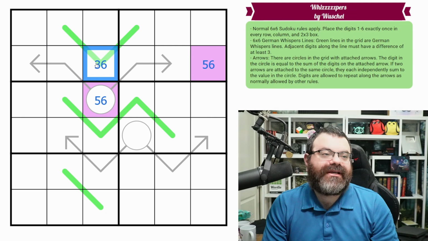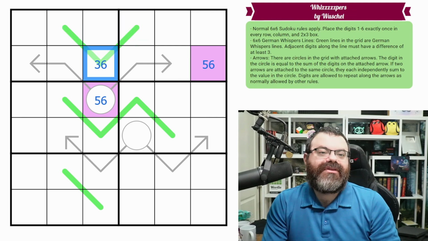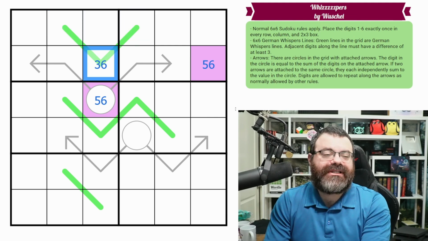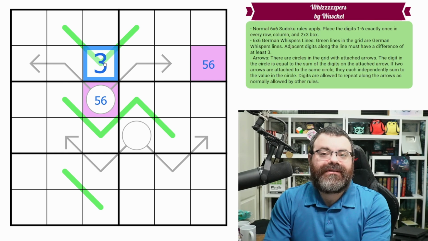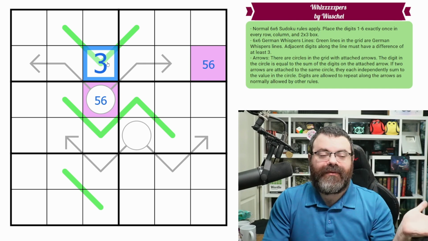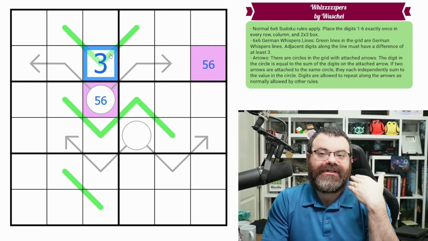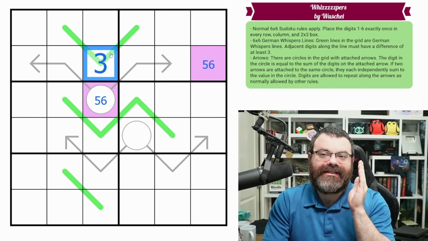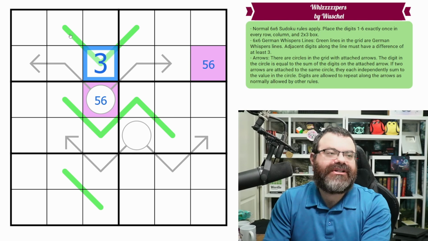Now, why do I know it's a 6? Because of the German whisper line. 3 and 4 are very special digits on the German whisper line. If this was a 3, what other digit or digits are at least 3 away from 3? Well, we can't subtract 3 or more. That would get us down to 0 or less. So we're going to have to add 3 or more, but that already gets us to 6. And so 6 is the only digit that can go with 3.